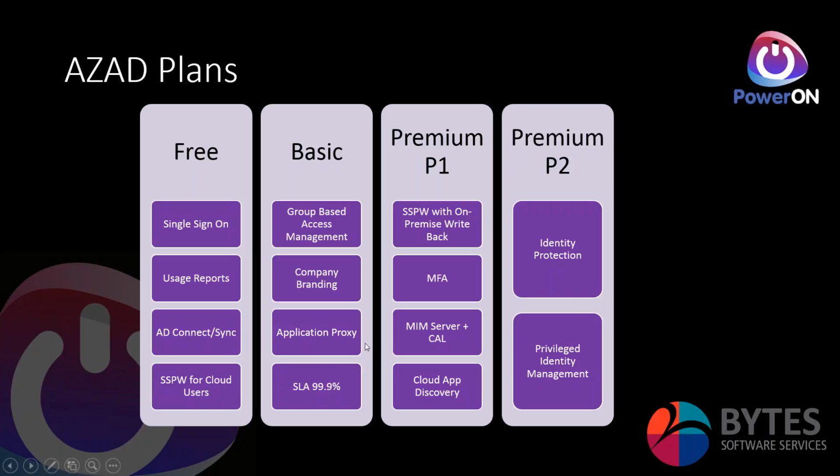If you want that for your users, then you're looking at the Premium P1, which is the self-service password reset with the on-premise write-back for your users, as well as the multi-factor authentication. As for the P2 features, you get the advanced identity protection, which is the admin piece, but also the privileged identity management. We also get advanced identity protection features as well.